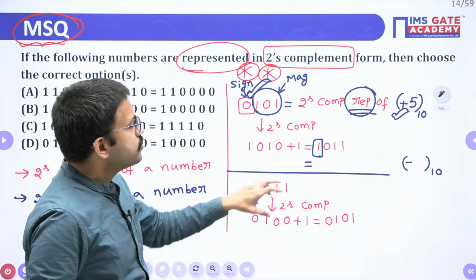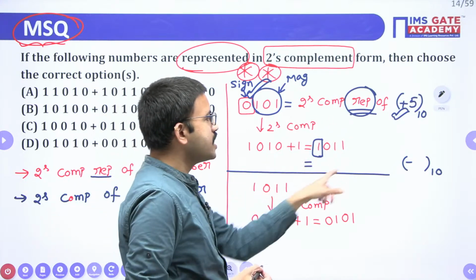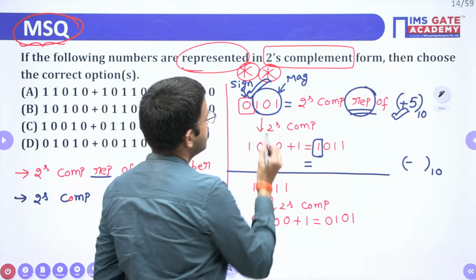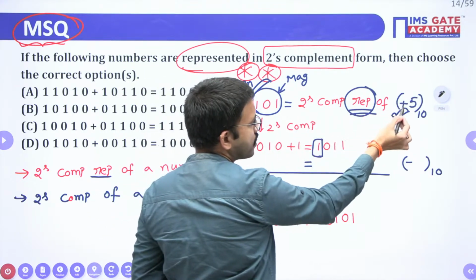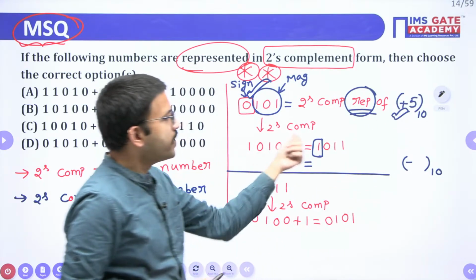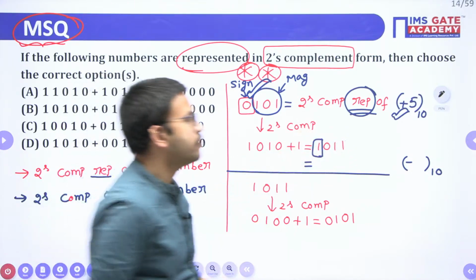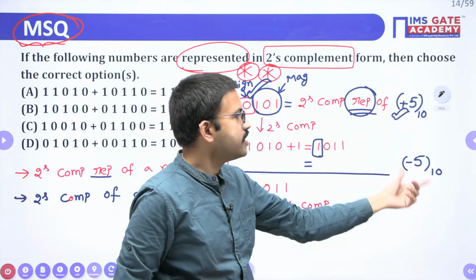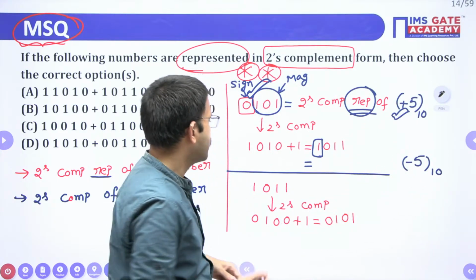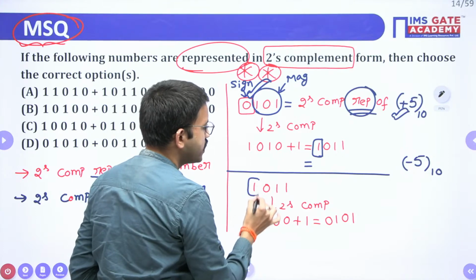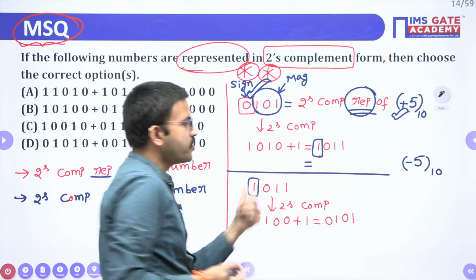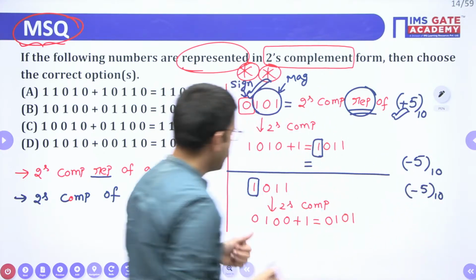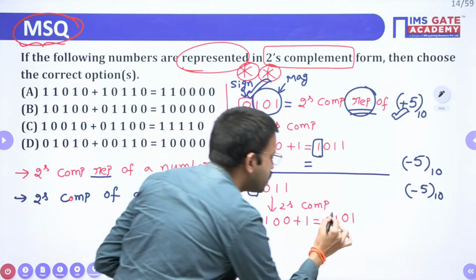Okay. Now, if you want to know the equivalent value of this number, here we have taken plus 5. For plus 5, if you apply 2's complement, obviously you will get minus 5. I hope it is clear for everyone. For a positive number, if you apply 2's complement, you will get a negative number, right? Similarly, the same number I have considered is 1011. Okay, 1011. That is nothing but minus 5. I have applied 2's complement. What did I get? I got a positive number.